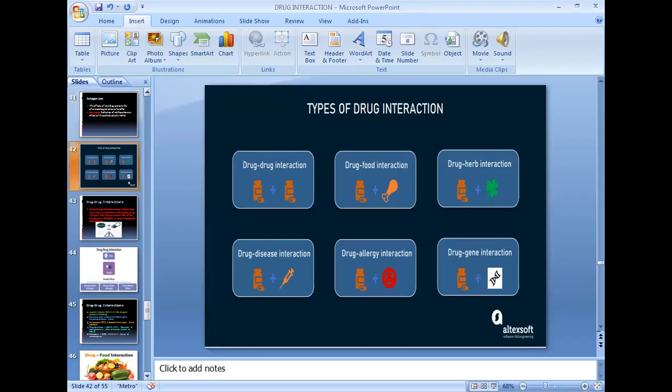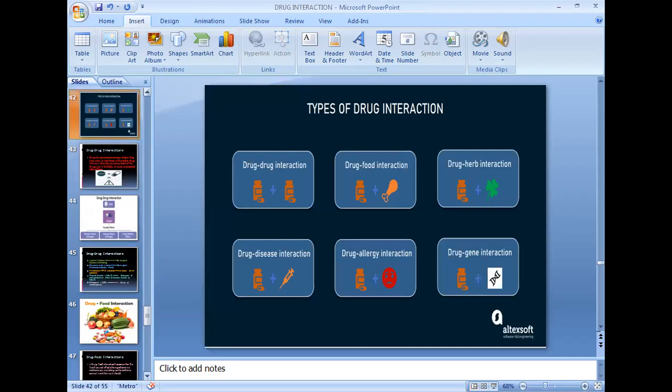These were all about the mechanism of interaction. Now come towards the classification of different types of drug interaction. We can classify the drug interaction on the basis of their precipitants, or the conditions which are responsible for the production or induction of such drug interaction.